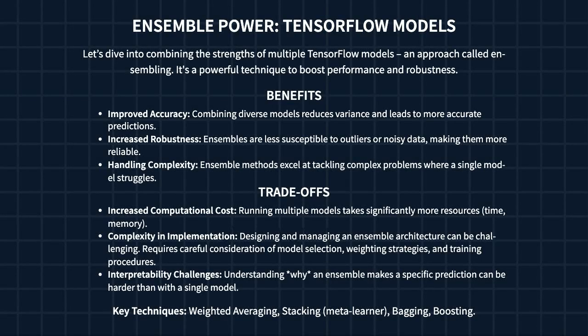Okay, let's talk about assembling TensorFlow models. It's a really clever way to make your AI systems even better. Basically, instead of relying on just one model, we combine the predictions of several different ones. This often results in a huge boost in accuracy and makes them more reliable because they are less likely to be fooled by weird data points. However, there's a catch. It takes a lot more computing power to run multiple models at once, and setting up the ensemble can get complicated. But tools like weighted averaging and stacking can help manage that complexity. Think of it as a team effort where each model specializes in something different, and together they're stronger.